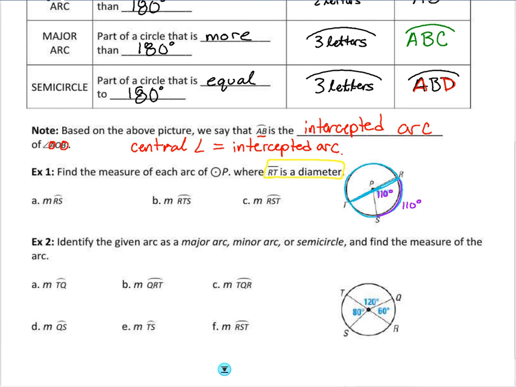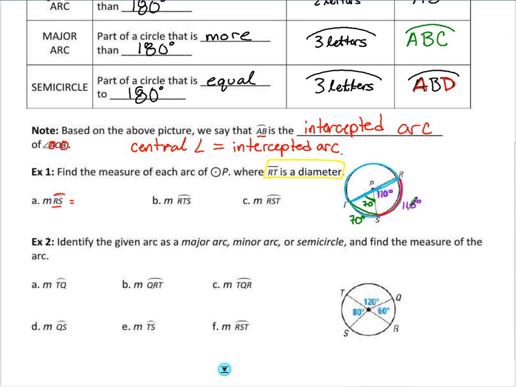Well, the missing arc that I can find would be supplementary to 110. So when I take 110 away from 180, I end up with 70, and that would be the central angle and the intercepted arc. So when they ask me to find the measure of arc RS, I'm going to start at R, go to S, and that arc is going to have a measure of 110 degrees.